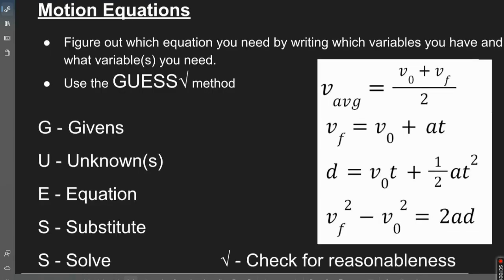All right, anytime we do these motion equations, we are going to use this guess and check method. So it's an acronym. It stands for givens, unknowns, equations, substitute, solve. And then finally, and this is the most important one, check for reasonableness. Does your answer kind of make sense? And as we go through the year, you'll get a better sense of what answers make sense, particularly for accelerations and velocities and whatnot.